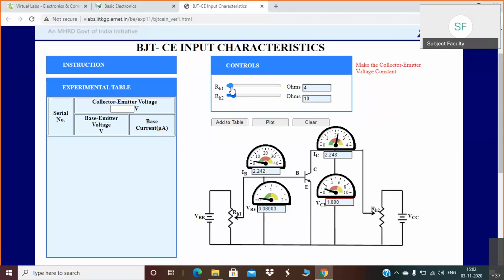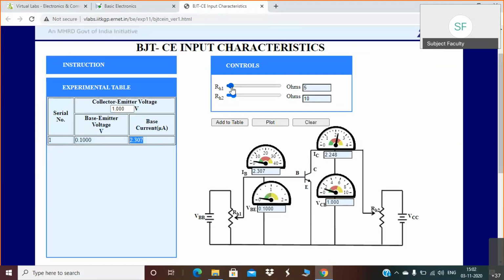Let's say 1. So it is 0.1. Now I have to note this reading. So what you have to do, you have to click add to table. Now as soon as I have clicked on add to table, you can observe collector to emitter voltage is set to 1 volt and the corresponding reading of VB is also mentioned here, and the base current is also mentioned here. But remember, the base current is in microampere. Okay, the unit is microampere.